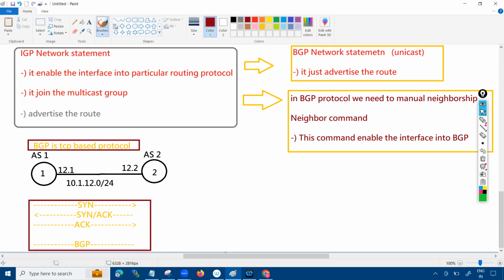Which flavor are we running over there, guys? It's eBGP because we have two different autonomous systems over there. The network statement is just going to advertise the network. That's all. To form the neighborship, to enable these things, we need to use the neighbor command.